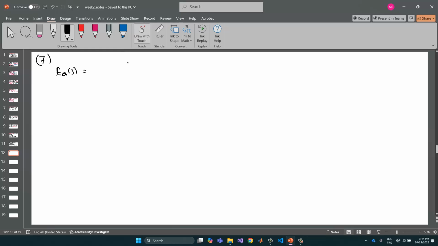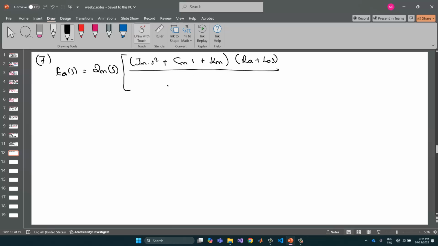And so, if we reorganize the whole terms one last time, Ea(s) is equal to θm(s) s times (Jm s square plus Cm s plus Km)(Ra plus La s) divided by Kt, plus Kb s, from equation 6. This is easy. Just collect the whole terms just like this, okay?